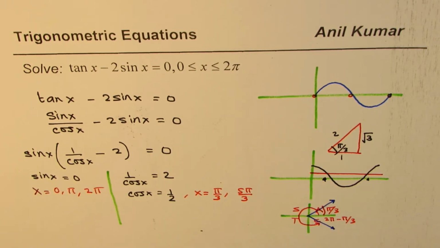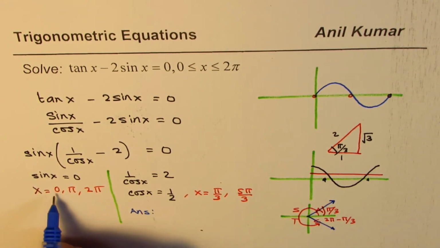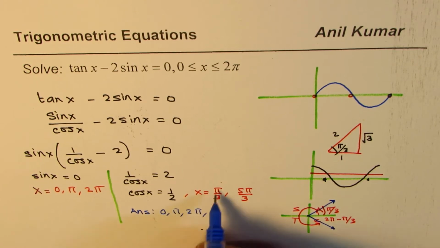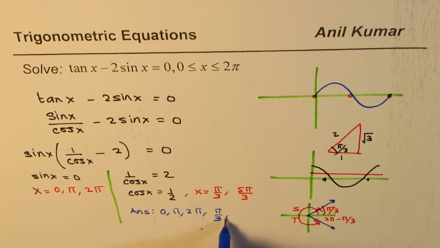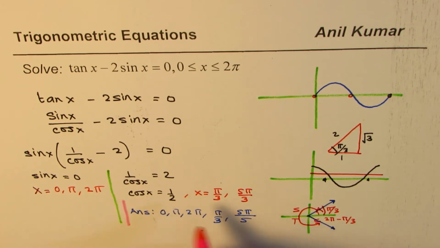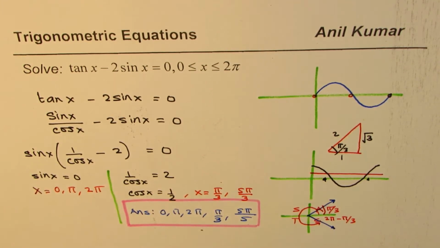Now I'll write down our answer, which is 0, pi, 2 pi, pi by 3, and 5 pi by 3, right? So we have 4 solutions for this particular trigonometric equation. That is how we should be solving it.